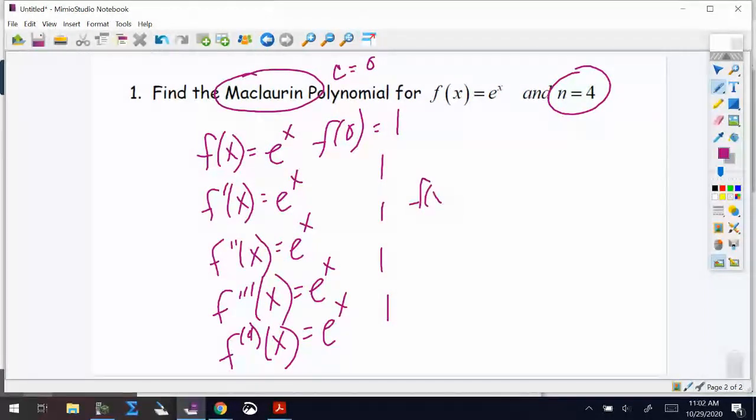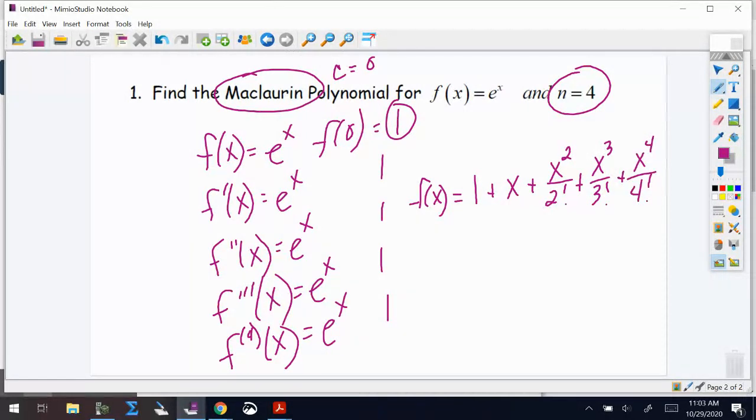It is going to be my first constant term, all by itself, plus my second constant term, which is 1, times x to the first power. So it's just going to be 1x. And then my next one is going to be 1x squared over 2 factorial, or you could just write 2. And then my next one is going to be 1 times x cubed over 3 factorial. 3 factorial is also 6, 3 times 2 times 1. And then my last one is going to be x to the 4th over 4 factorial.